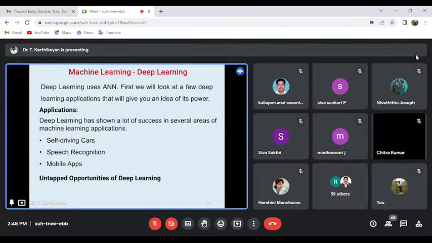What are the different applications? For example, Apple Siri, Amazon Alexa, Microsoft Cortana, and Google Assistant. These applications are designed using deep learning techniques.